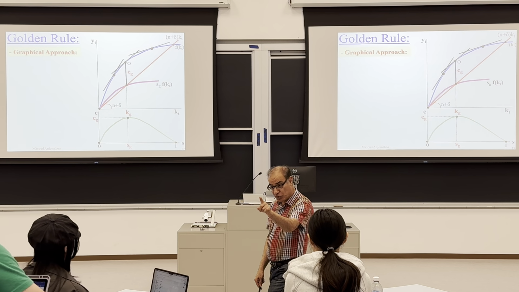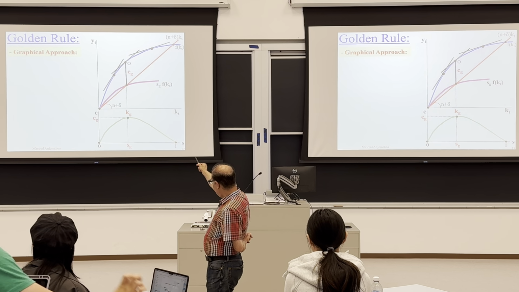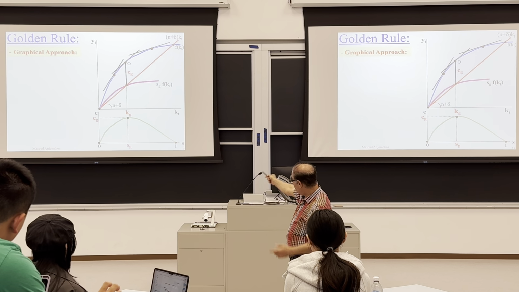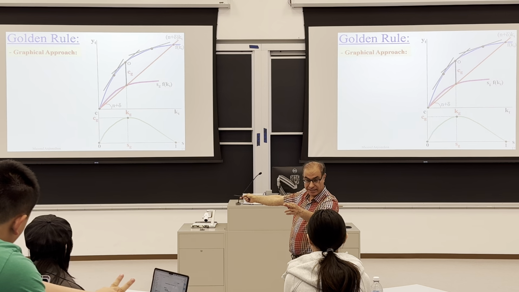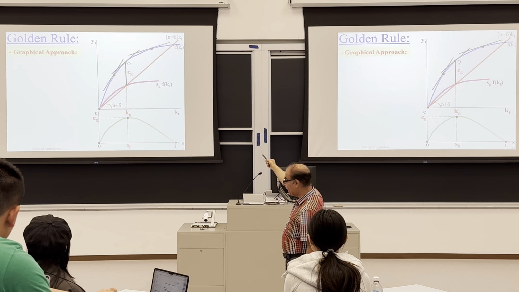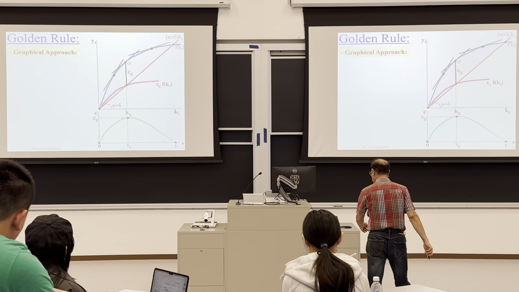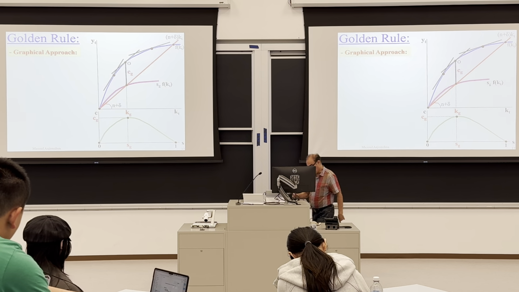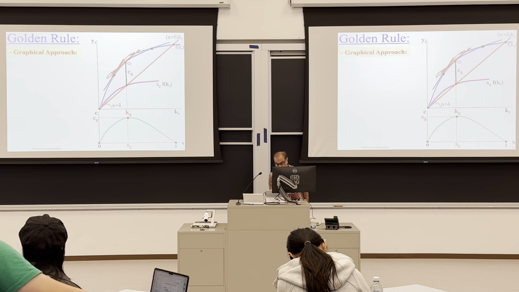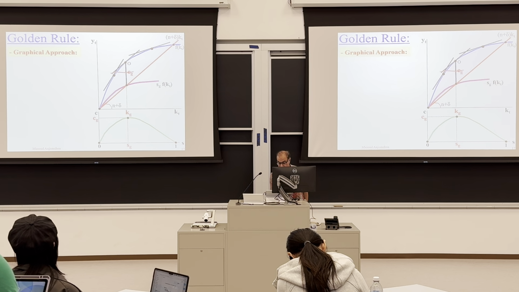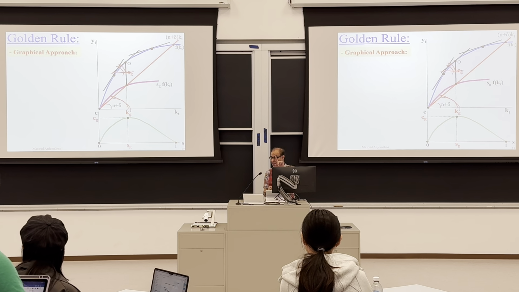Exactly. What you are saying here is that the tangent is parallel to the depreciation line. Because he says the slope is n plus delta. This is what he said. So it means, see what he observed, this is parallel to this. So parallel means what? The same slope. So it means the marginal product, the slope of the production function, is equal to n plus delta, as he said.